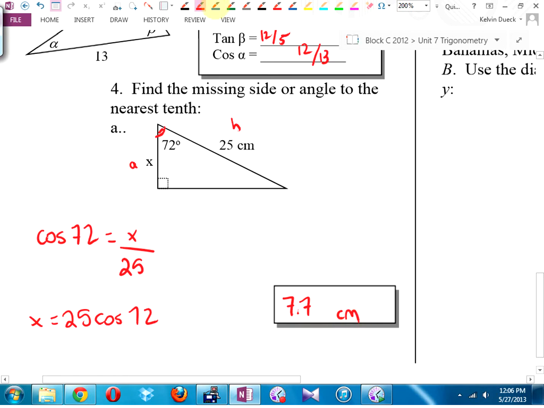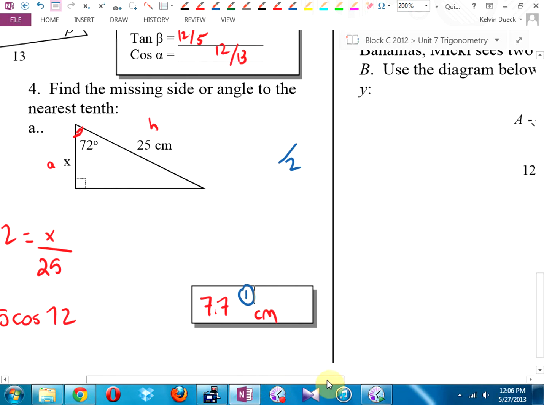I'm going to make this one out of 2. I would give you 1 mark for the correct trig function, 1 mark for the answer. So if you wrote down cos, that gets you 1. And if you cross-multiplied successfully, that gets you 1.